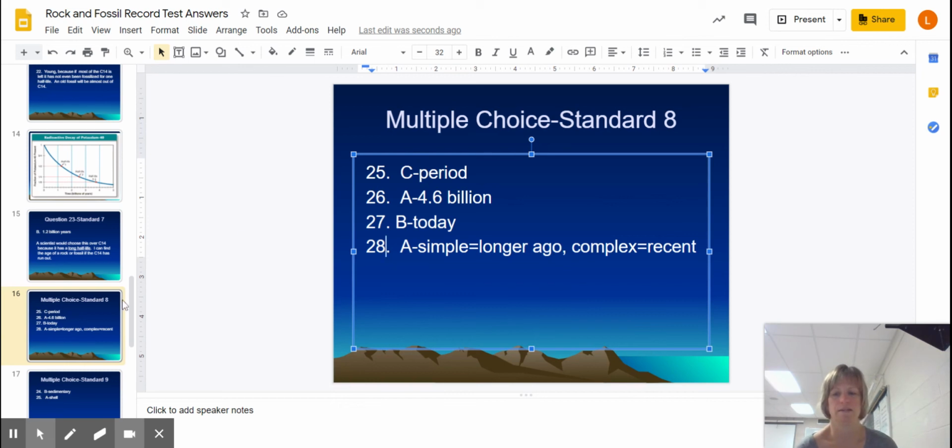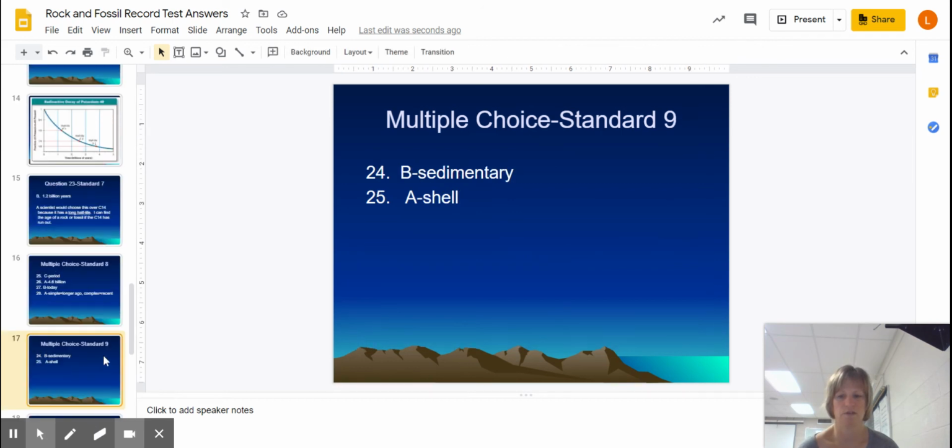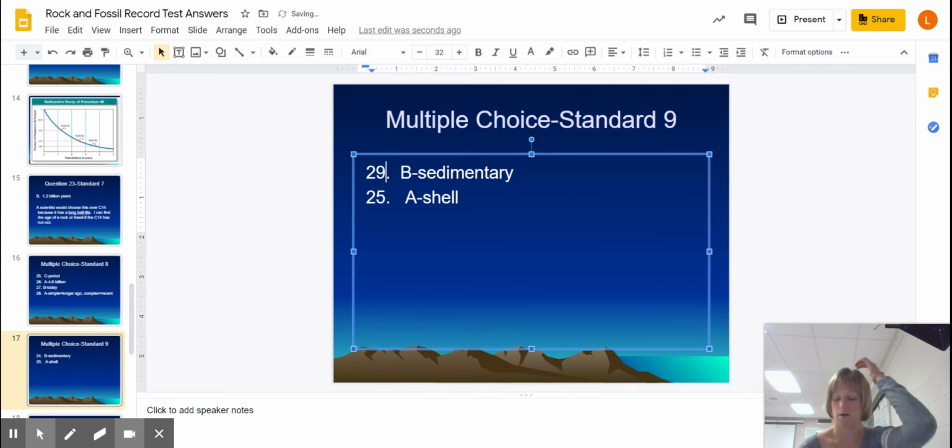Now standard 9 is about the fossil record. And so if you need to retake that standard, you should continue watching to study. Okay, so question number 29 asks you about the type of rock that's going to contain fossils, and it's for sure going to be sedimentary. Here's why. Fossils are basically chunks that can be cemented in a sedimentary rock.